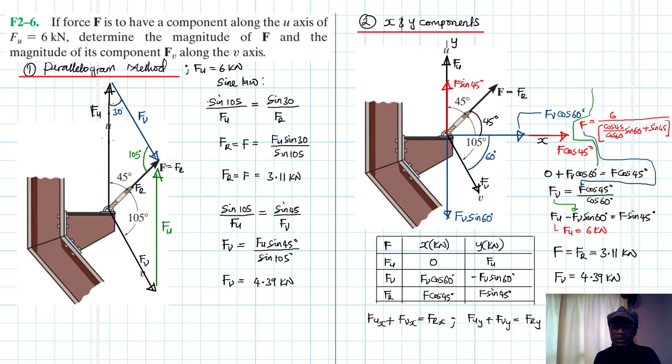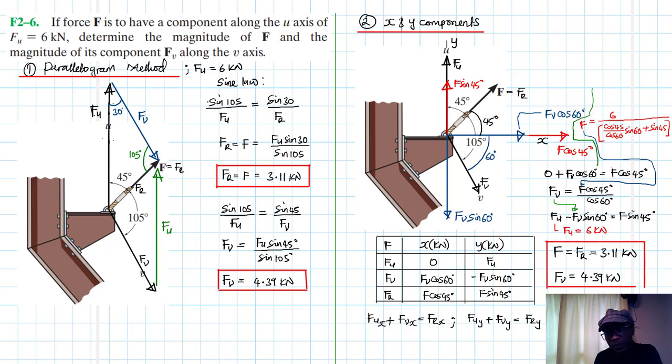Great. So there we go. We have found everything that we need. In the first case, we have Fr which is equal to F, and then we have Fv. In the second case, we have Fr which is equal to F and Fb, using two methods.